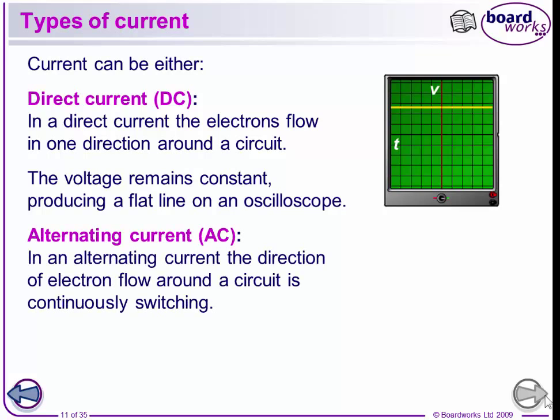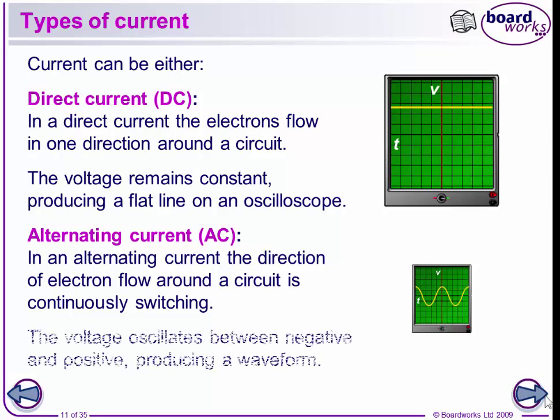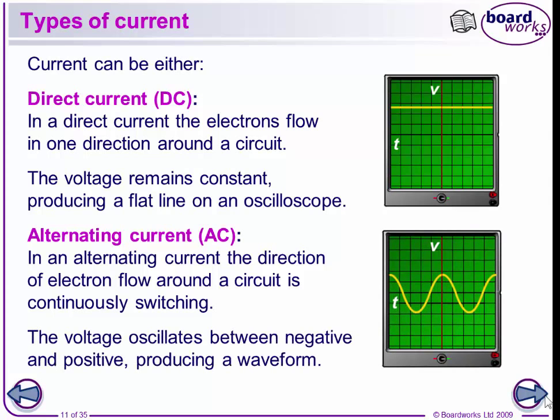Alternating current means that the current is changing direction all the time, and it looks like this, like a sinusoidal wave. The voltage oscillates between negative and positive, producing this kind of typical waveform.